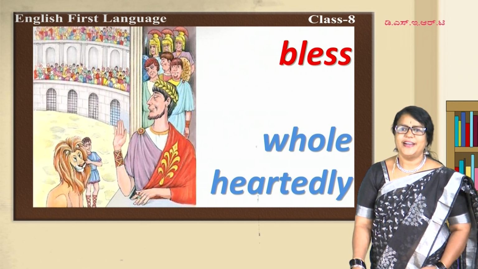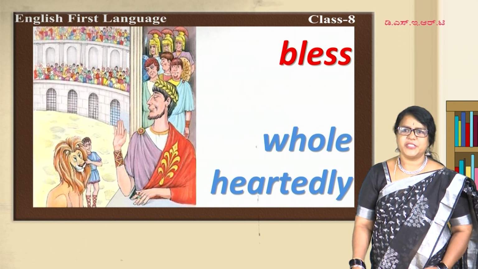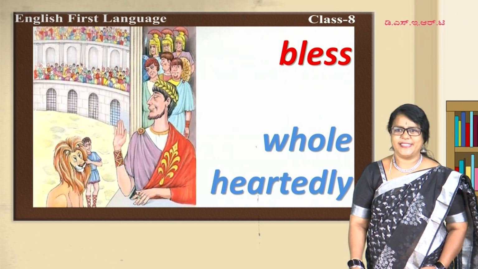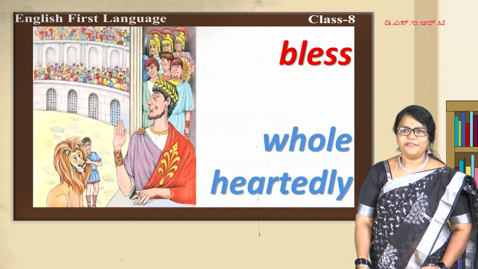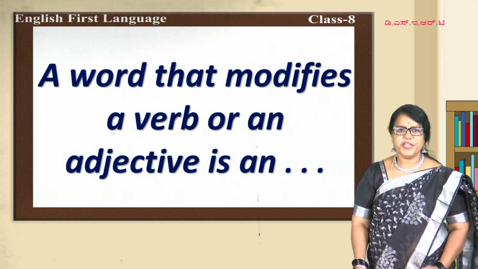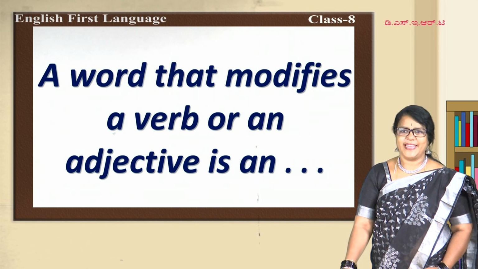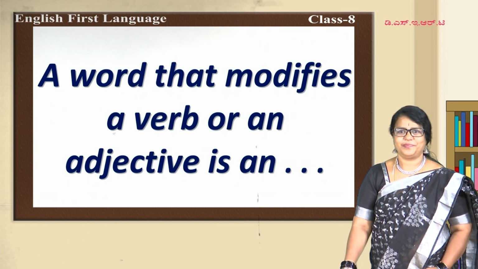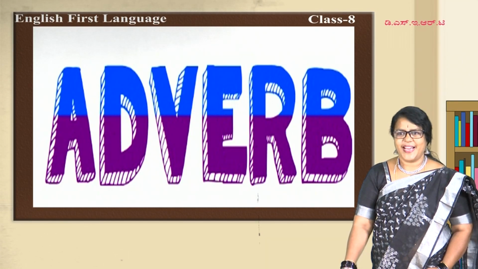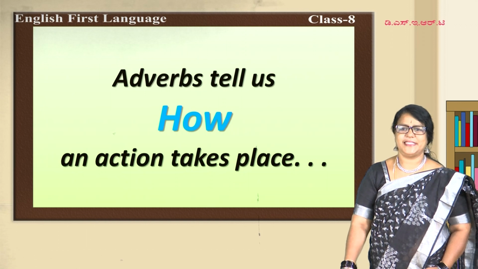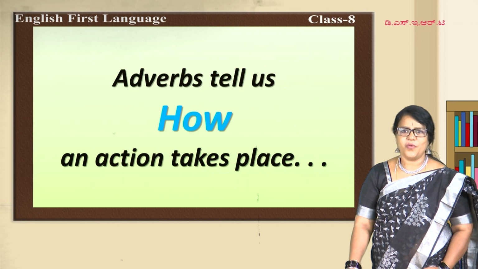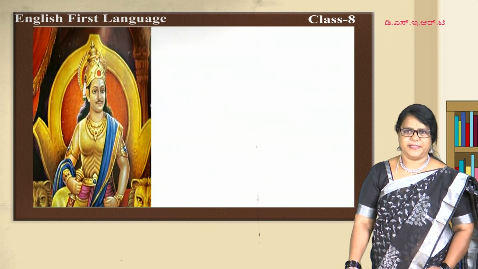And here, how action words are exposed or how they happen are revealed. What are these words then? The words that qualify an action word. Let's just see. The word that modifies a verb or an adjective is an adverb. Yes, they are adverbs. Let's see something more about adverbs. Adverbs tell us how an action takes place.